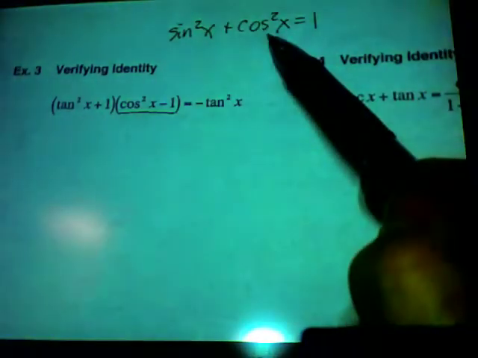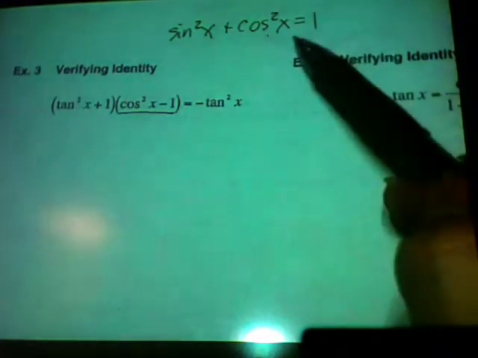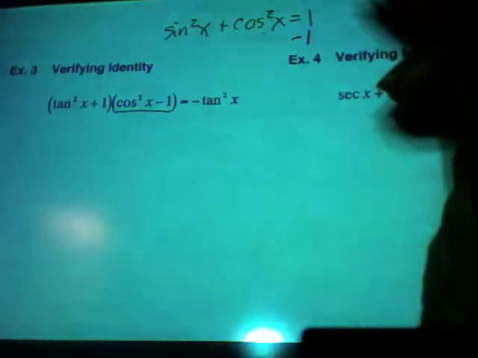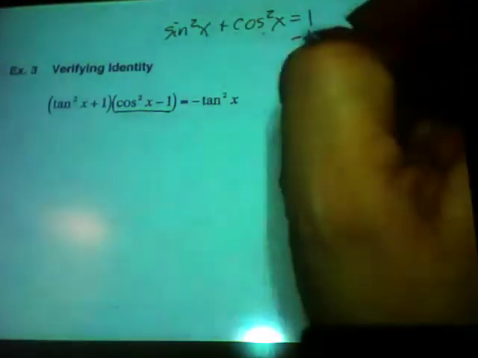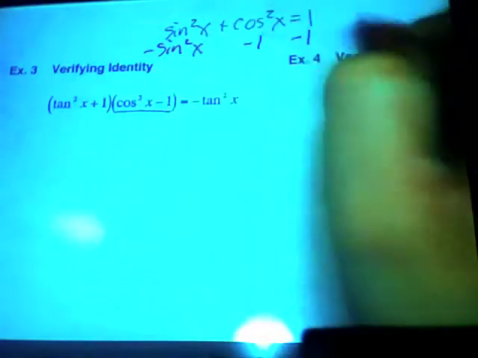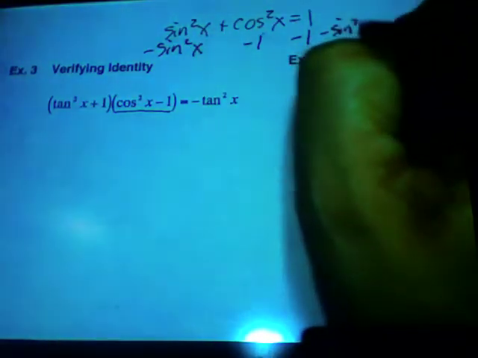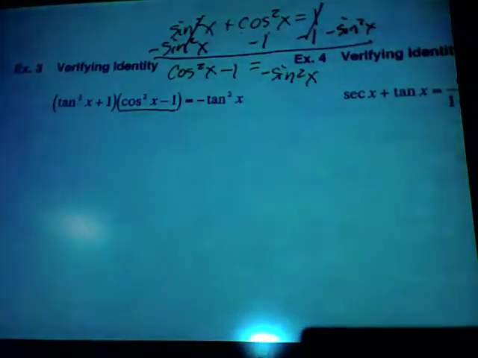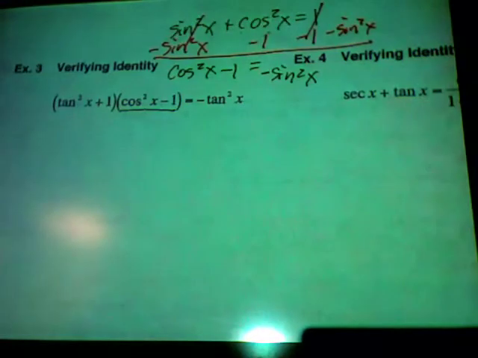So I'm going to keep the cosine here, right? I'm going to subtract the 1. Aren't we going to end up replacing it with a negative sign? So I'm going to subtract the 1 from both sides, and I'm going to subtract the sine squared x from both sides. So I'm really left with cosine squared x minus 1 equals a negative sine squared x. So be careful when you're subbing, because a lot of you would have subbed that with just a sine squared x.